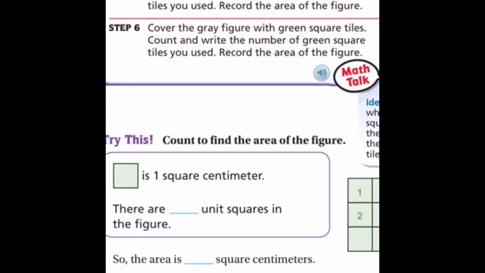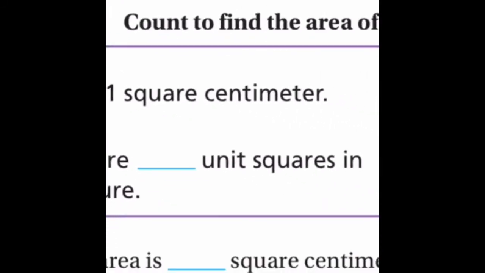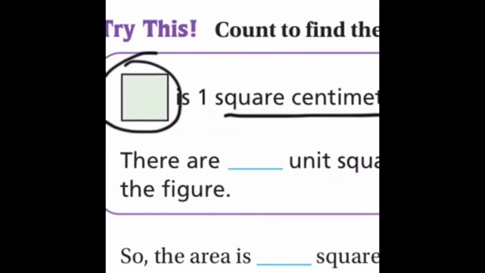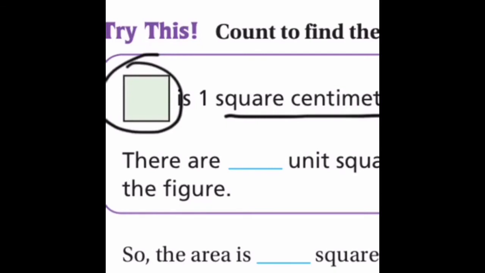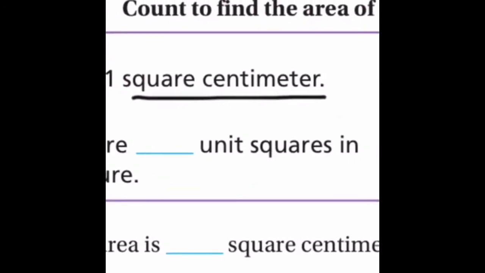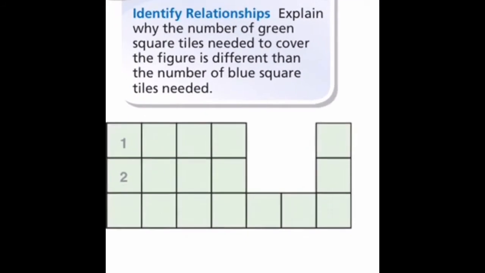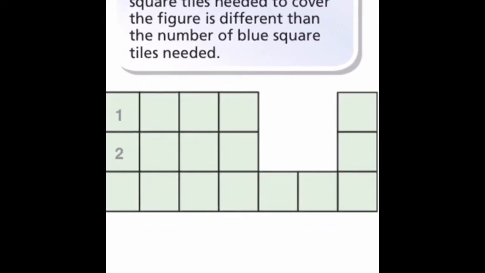Count to find the area of the figure. If each one of these green squares equals 1 square centimeter, it's called a square centimeter because this is a centimeter across, and this is a centimeter, and that's a centimeter, and that's a centimeter, and oh my goodness, look what shape it makes, a square. So it's a square centimeter. All right, so there are blank unit squares in this figure. We have to look over here and count up how many green 1 square centimeters we have.